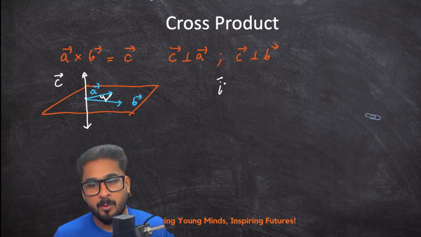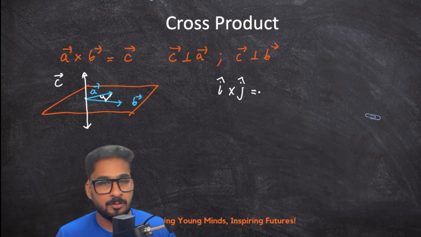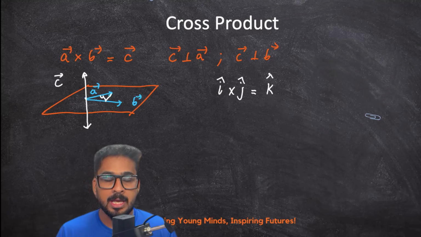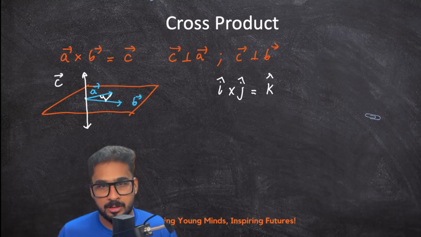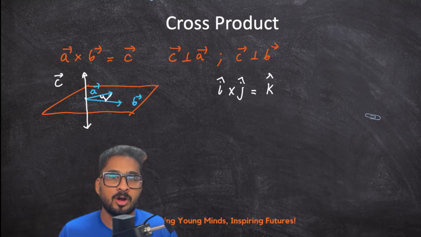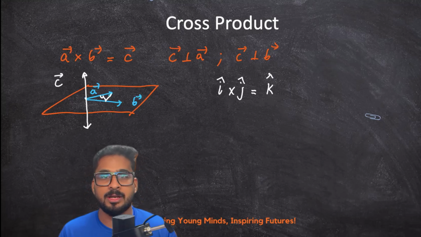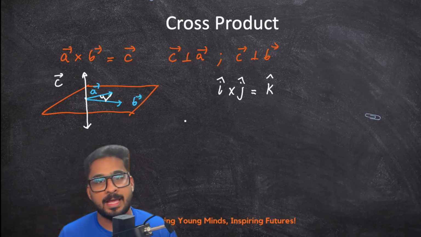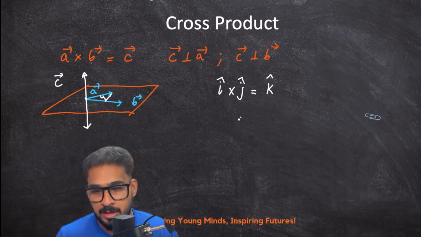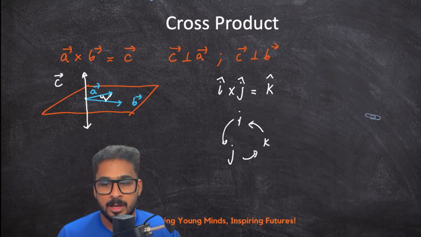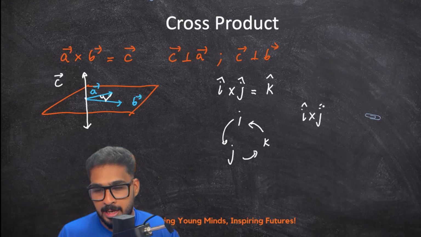So we know that i cross j will become equal to k cap. How do we find the directions of the vector? It is by using a method called the right hand thumb rule. But I will tell you a very easy method to remember the directions of the vector. That is called the ijk circle method. If I take i, this is j and this is k. You mark the arrow marks like this. This is the ijk circle. From the circle, i cross j will take you to k.